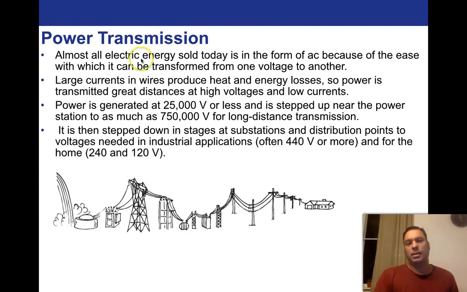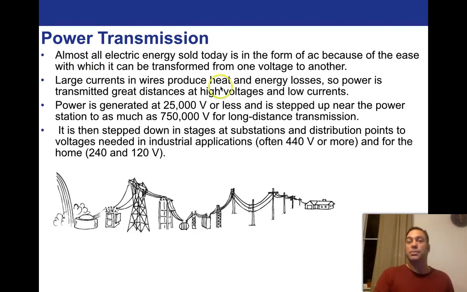Almost all electrical power or energy sold today is in the form of AC because of the ease with which it can be transferred from one voltage to another, right? If you don't have AC, transformers don't work. You need changing currents. Changing currents produce magnetic fields, but they also produce changing magnetic fields. Those changing magnetic fields can then be used to step up or step down through coils on a secondary.